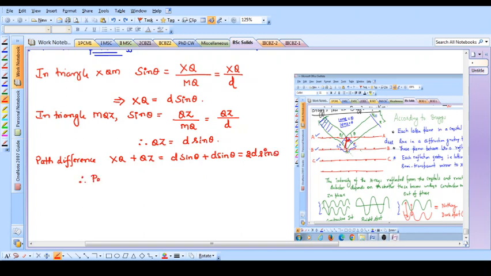Therefore the path difference between the two beams depends on the distance between the two planes and also the angle of reflection. Okay, and this path difference should be equal to an integral multiple of wavelength for constructive interference to take place.